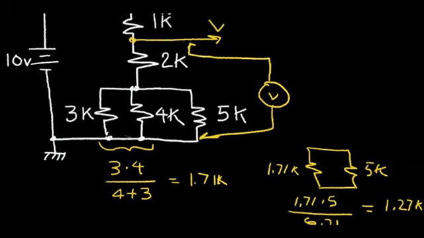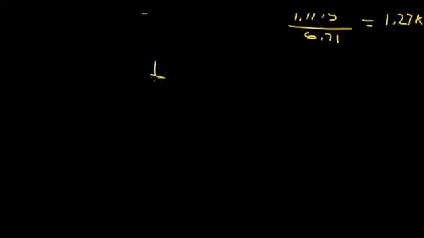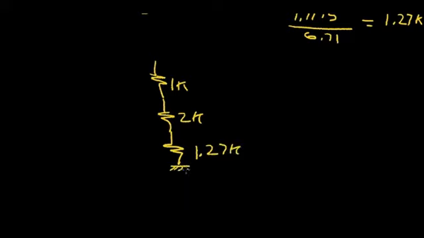So let's redraw the circuit. We have 1K at the top. We have 2K. And we've just computed an equivalent 1.27K. We know that this is ground. We have 10 volts up here. So we know that for series resistors, to compute the equivalent resistor, we just add them all up. So we can come up with an equivalent resistor, 10 volts. This terminal's ground.